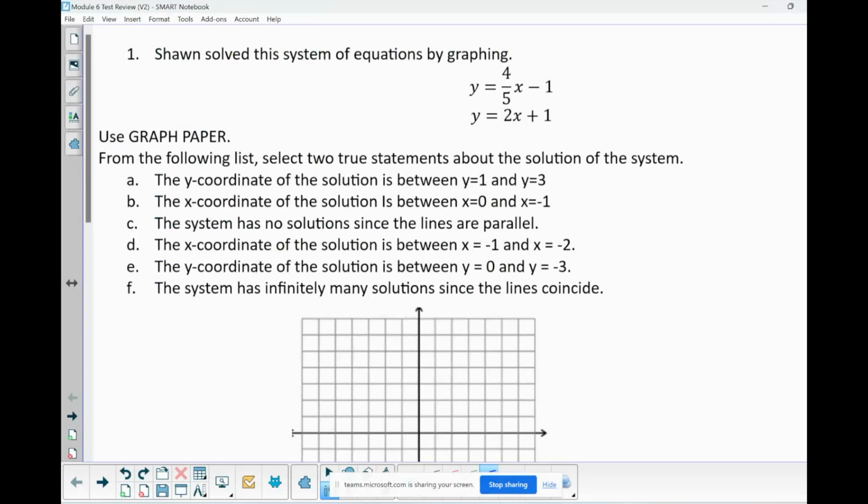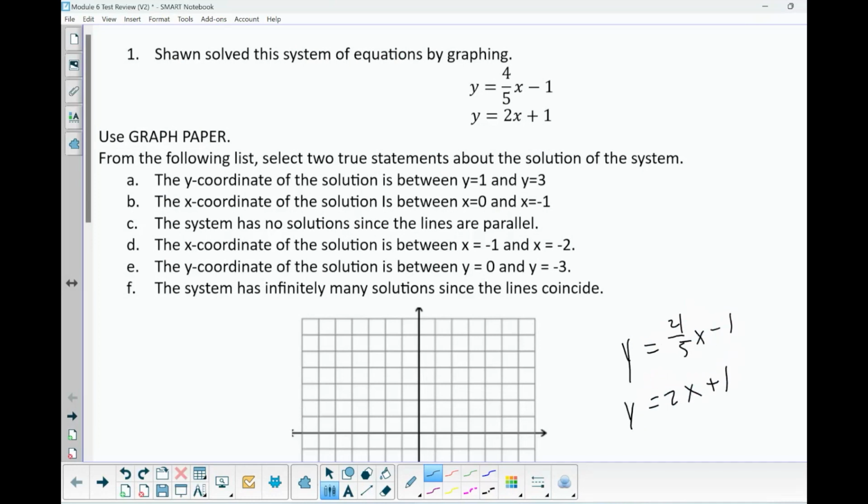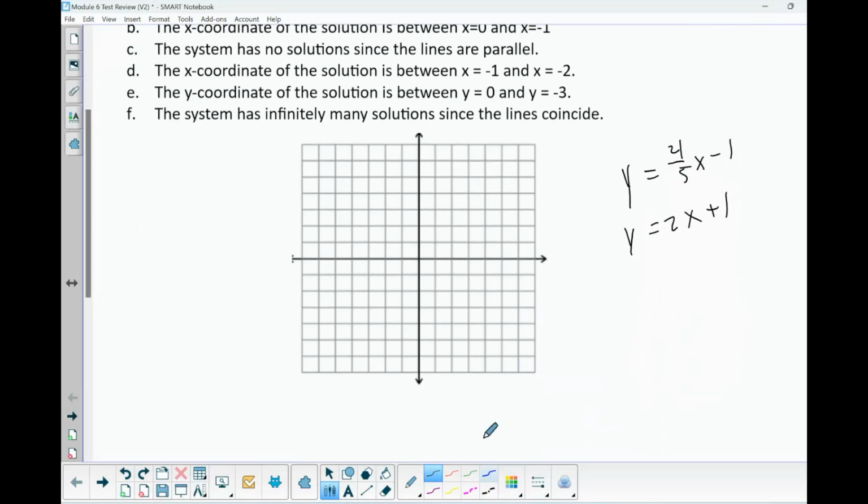All right, today we're going to be going over the Module 6 test review. Number 1 says, Sean solved this system of equations by graphing. So we're going to use our graph, and we're going to graph the system. I'm going to rewrite it on the bottom so we can graph it. Okay, so I'm going to start with the first one.